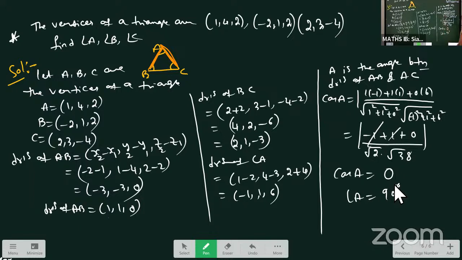Similarly, angle B we have to find out. How to find out angle B? The angle between the direction ratios of AB and BC. The same format. Next. B is equal to the angle between DRs of AB and BC.